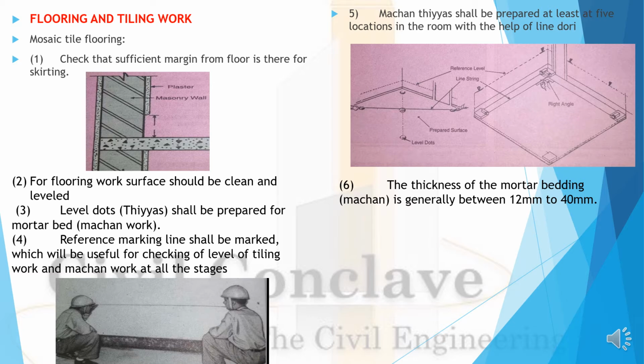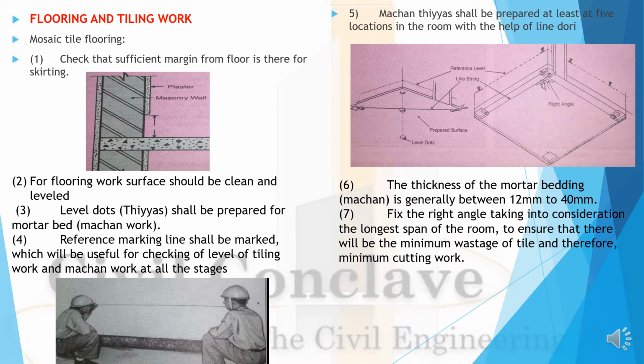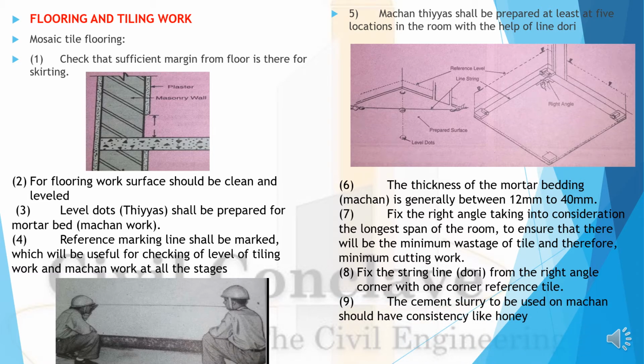The thickness of the mortar bedding is generally between 12 to 40 mm, depending upon the tiles and the floor surfaces. Fix the right angle taking into consideration the largest span of the room, to ensure that there will be minimum wastage of tile and therefore minimum cutting work. Fix the cutting line from the right angle corner with one corner reference line.